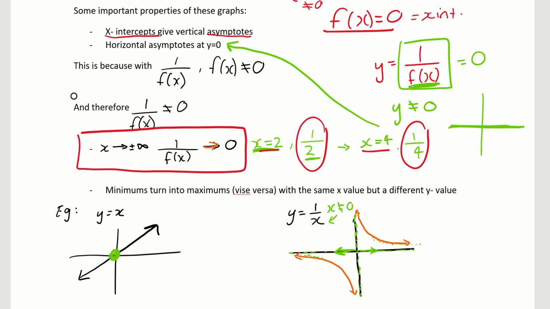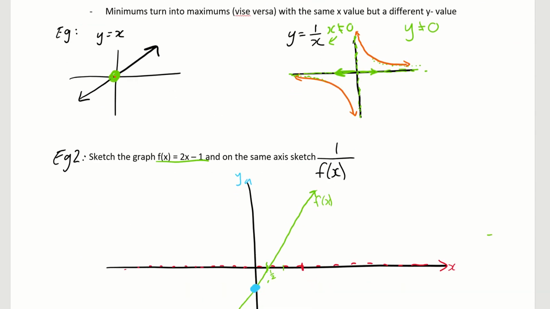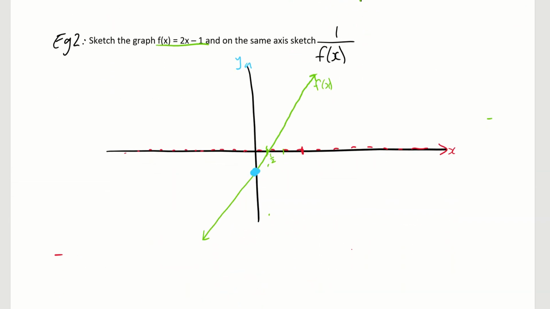So the vertical line x equals 0 is an asymptote. Now, we always know from further up that y will never equal 0. The line y equals 0 is our horizontal line. There's our second asymptote. So that's how the graph y equals 1 on x is formed. What we're going to do now is look at an example together.